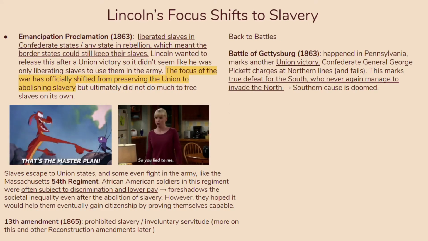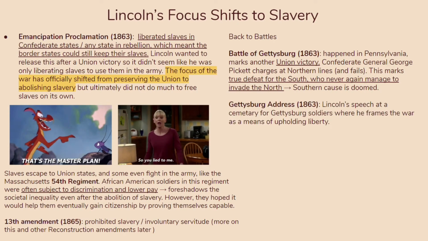So the first one you need to know about is the Battle of Gettysburg in 1863. This happened in Pennsylvania, and it marked another Union victory, which was amazing, especially after the Emancipation Proclamation. It really turned the tide of the war in favor of the Union. Essentially, Confederate General George Pickett charges at Northern lines and fails, and this marks a true defeat for the South, who never again managed to invade the North. So essentially, the Southern cause is doomed.